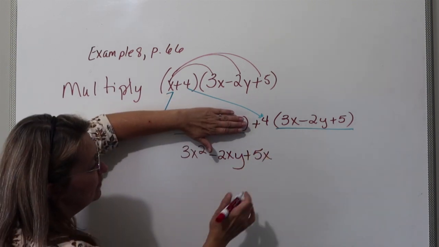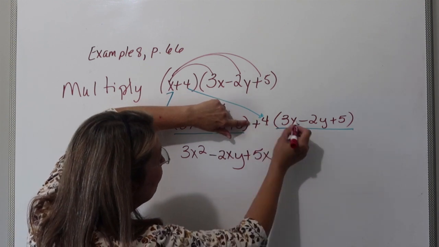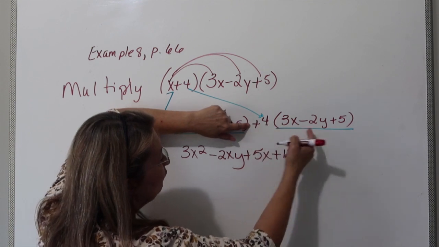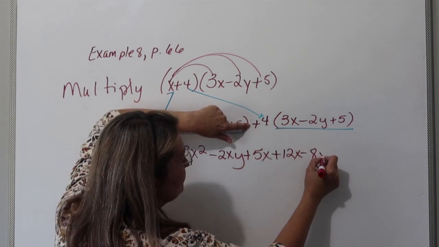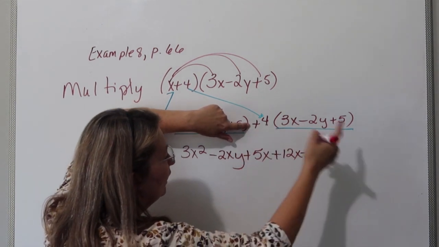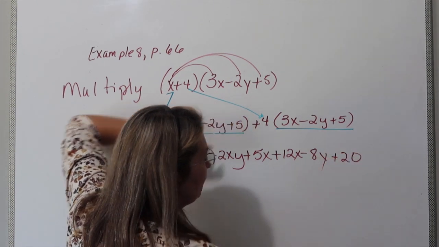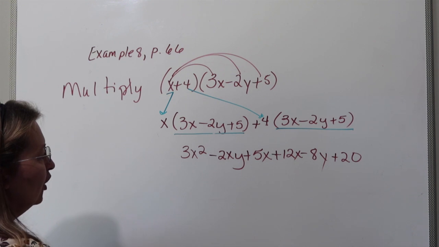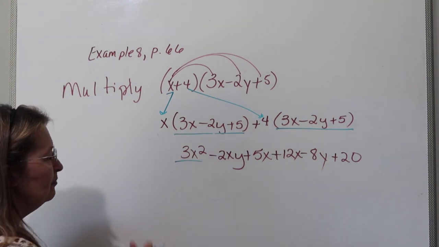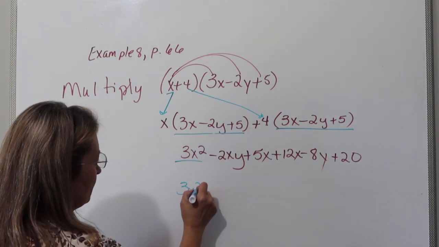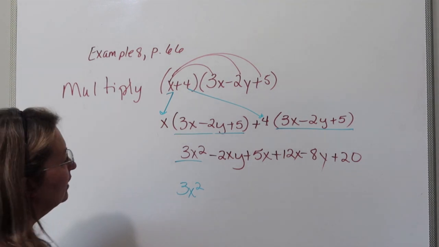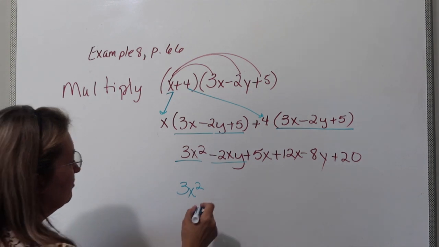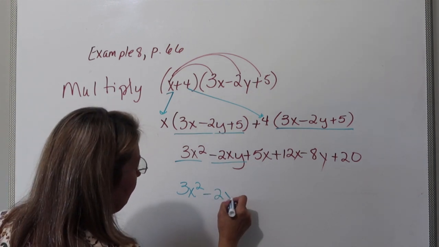Now I'm through with that, so I can come down here. 4 times 3x is going to give me plus 12x, and 4 times minus 2y is going to give me negative 8y, and 4 times 5 gives me positive 20. Now, I need to go through here and add the terms that match. Nothing matches 3x squared, so it's going to come down here by itself. Minus 2xy, there is nothing else that matches it, so it's going to stay.